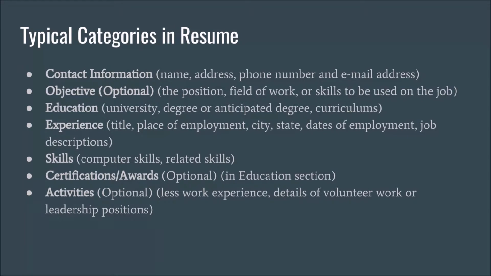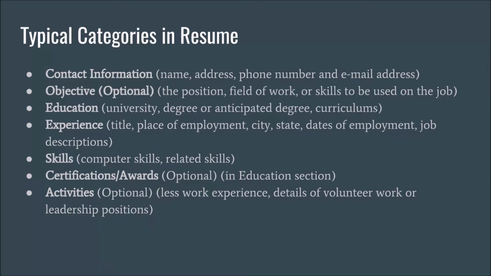And the second topic is typical categories in resume. What are the sections that must be in one's resume? First one is contact information, which will give the name of the person, address, phone number, and email address. The second one is objective, a short objective, which will represent his need towards the job. And the third one, education.